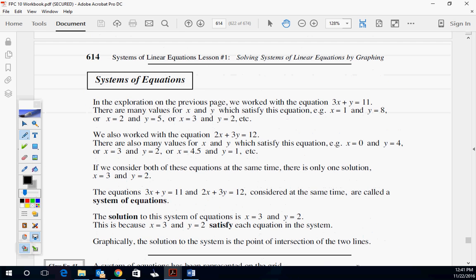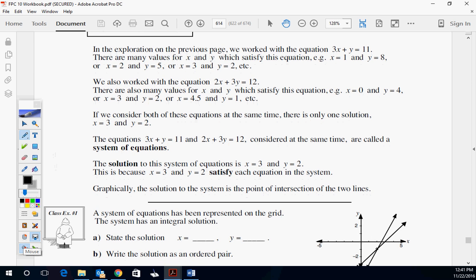Okay, system of equations. So in the exploration on the previous page, we worked with an equation 3x plus y equals 11. There are many values for x and y which satisfy that equation. Yet we worked the other equation, but however, they only share one spot. Both these equations have only one solution, which was 3, 2. The equations considered at the same time are called a system of equations. So when you're talking about those two examples of them paying that much per person, per child, per adult, they create a linear equation in terms of cost. Where they intersect is where they're going to specifically tell us how much each adult and child is.